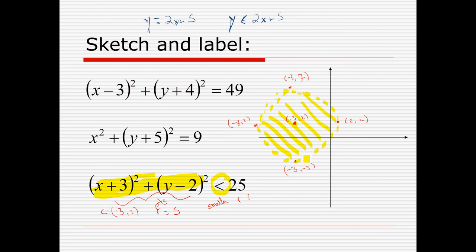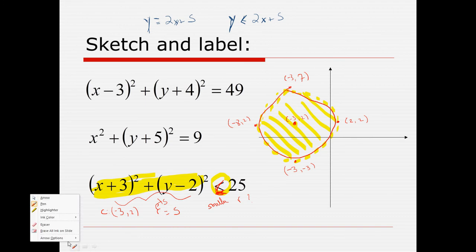What in the equation would make me graph outside instead of inside? Exactly, greater. What would the equation say if I wanted the circumference to be solid instead of dashed? Exactly right. If instead of less than, it was less than or equal to, my circumference would be solid.